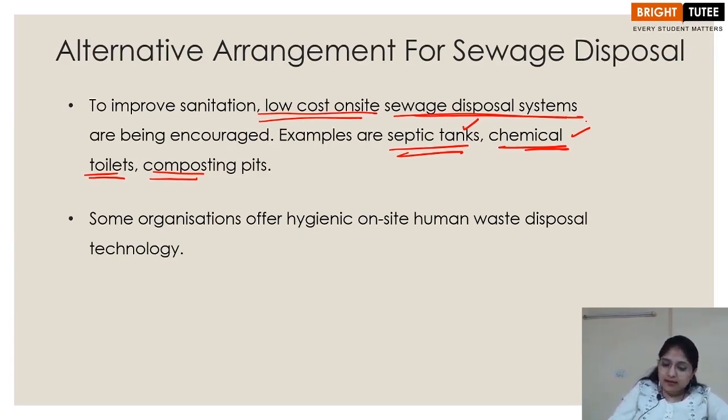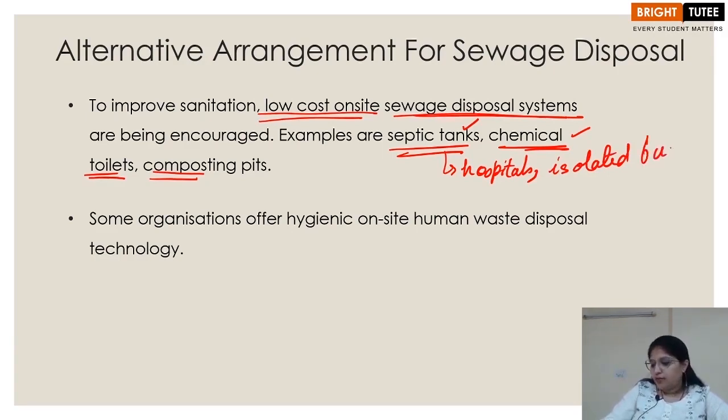So septic tanks are useful for areas where there is no sewage system, for example, hospitals, right? It is good for hospitals. Then it is good for isolated buildings, right? Isolated buildings, or areas where there is a cluster of 4 to 5 houses. Remember students, a cluster of 4 to 5 houses.